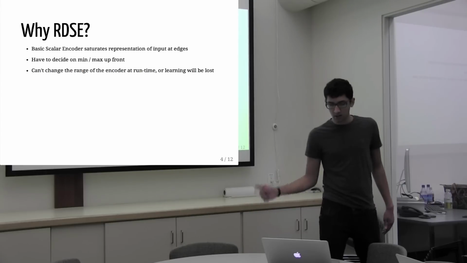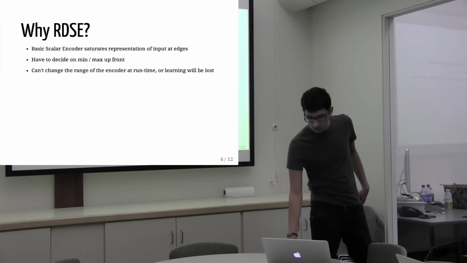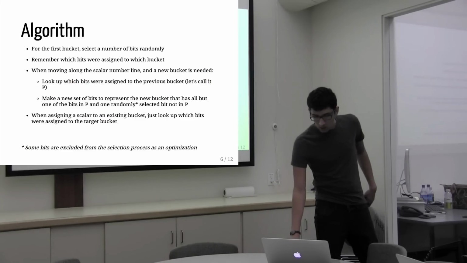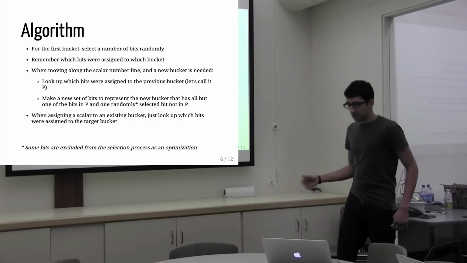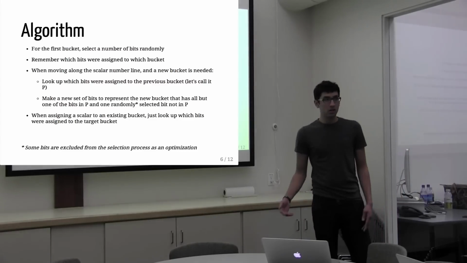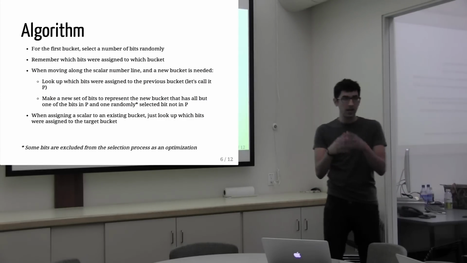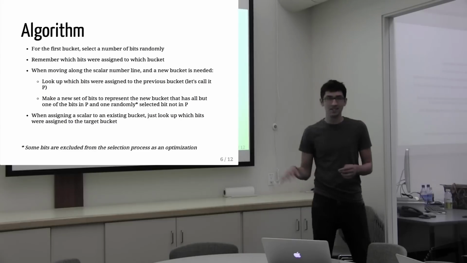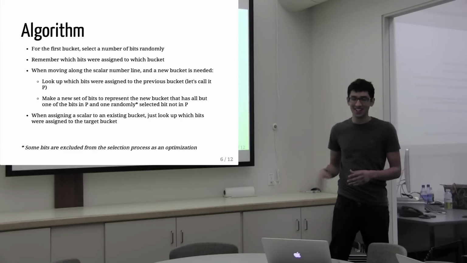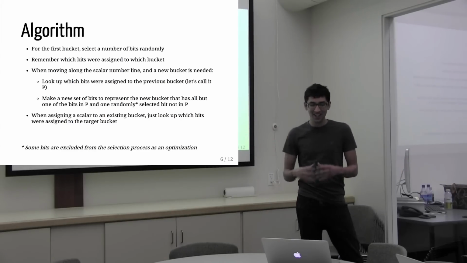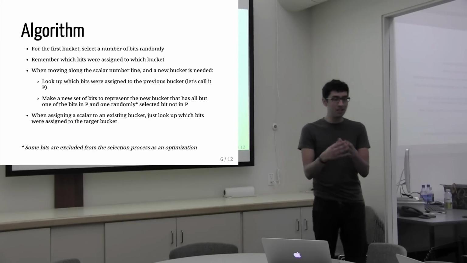So the random distributed scalar encoder solves these problems, and we'll see how it does that. Here's the algorithm for the random distributed scalar encoder. I'll go through it with you, conceptually. Try not to read this. I know it's on the screen; it's for your reference, but let me go through it as a mental picture.